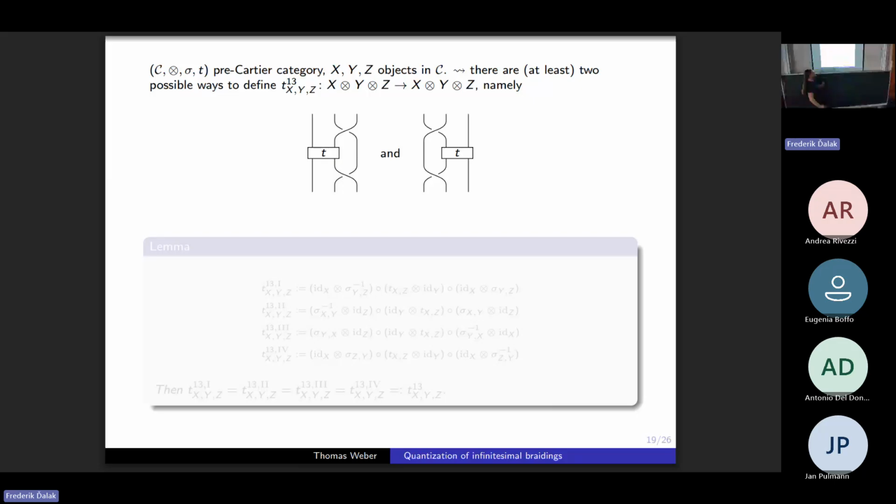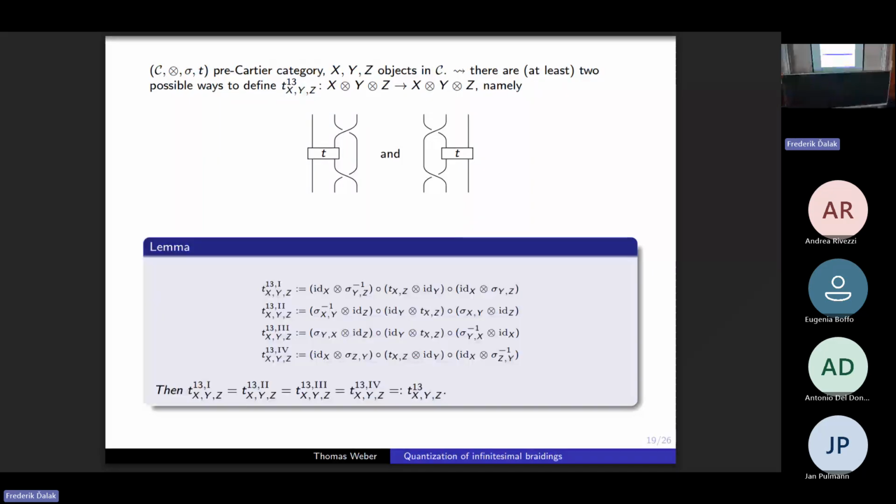Or I can have T on the right. I apply the braiding to move the first two X's to the middle slot, apply T and braid back. And it's not clear what my T13 should be. Is it the first one, the second one? The good thing is, what we realized is it doesn't matter because all of these possible combinations that you can think of to build T13 give you the same thing. It's non-trivial to prove, but the two diagrams here coincide. You can transform them into each other.